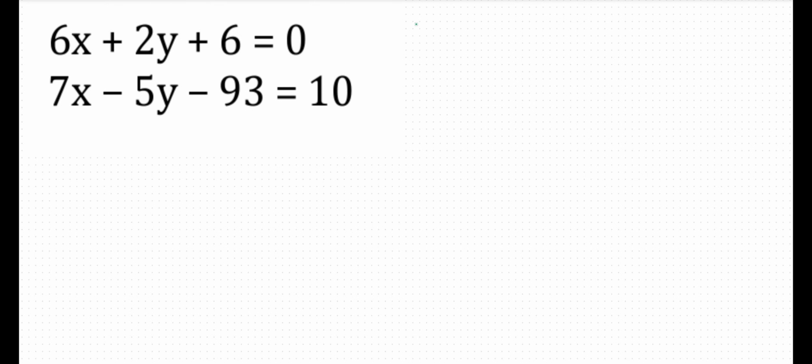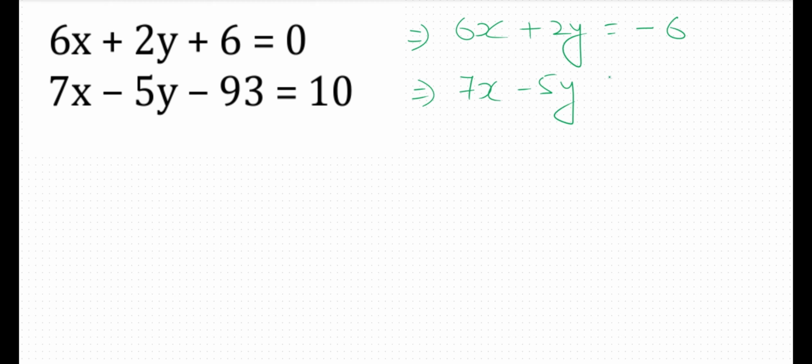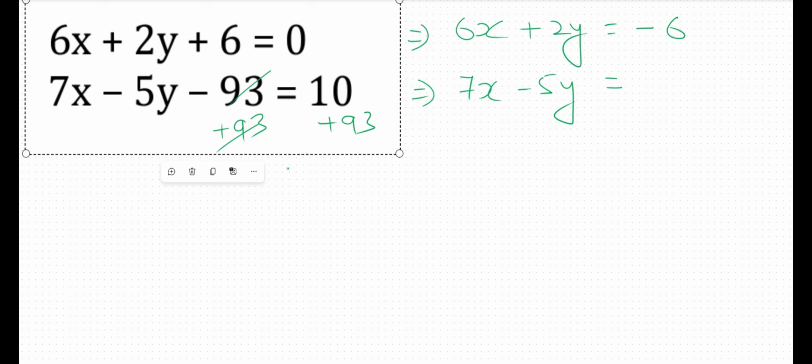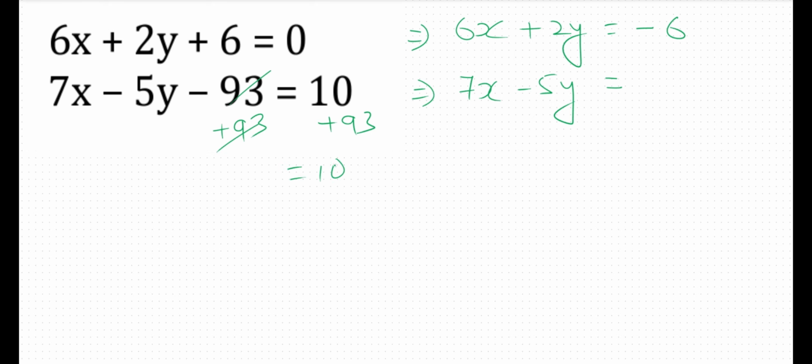So let's rewrite it in a format in which we can enter this value in our calculator. So we have to write 6x plus 2y is equal to -6, and the second equation that we will have will be 7x minus 5y is equal to, if I have to get rid of this -93, that means I'm adding 93 to both sides. So these two will get cancelled, and on the right hand side I will have 103. So I will have 7x minus 5y is equal to 103.